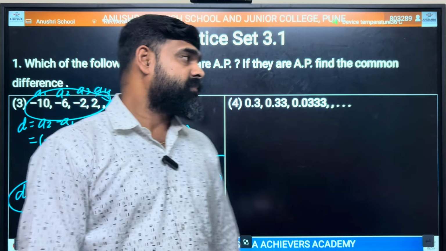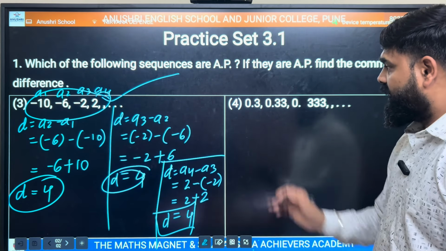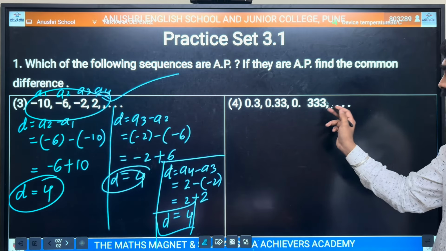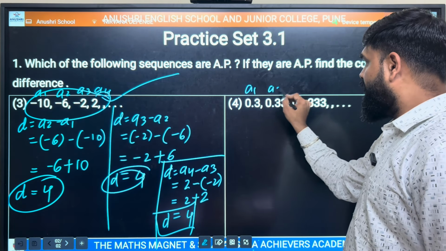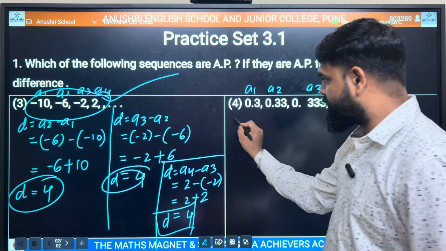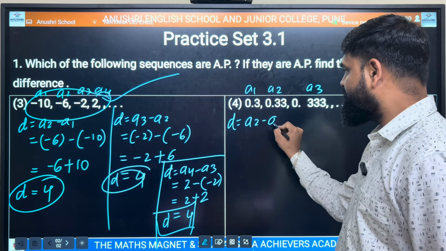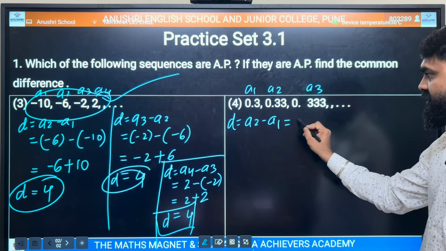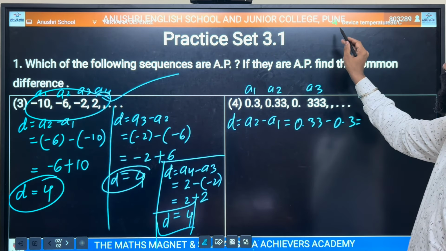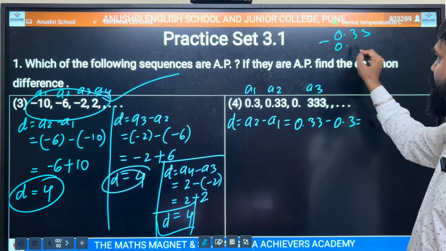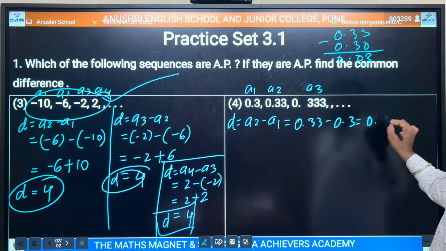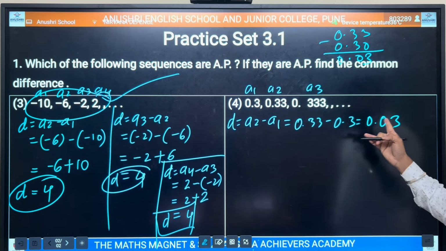Okay, are you getting? Okay, now the fourth question. We have 0.3, the second term is 0.33 and the last term is 0.333. So this is A1, A2 and A3. In this question they have given only 3 terms. So let us find D. D is equal to A2 minus A1. So 0.33 minus 0.3. So we have 0.03.